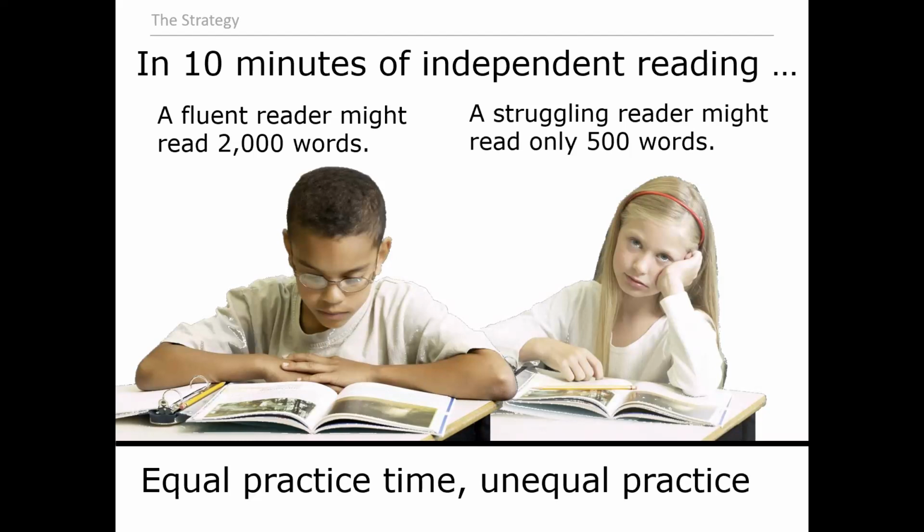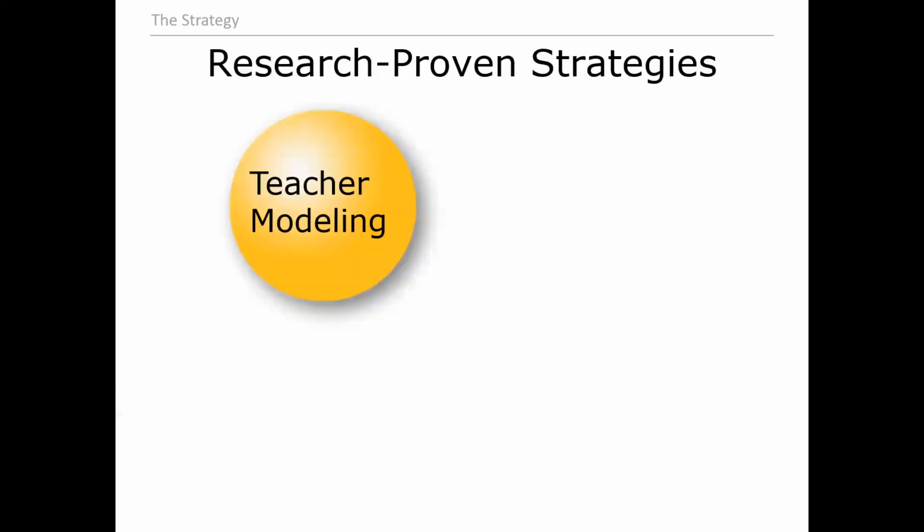The National Reading Panel is telling us that a more effective course of action is to explicitly teach your developing readers how to read fluently. And they make three recommendations for what to do. The three research proven strategies are teacher modeling, repeated reading, and progress monitoring.